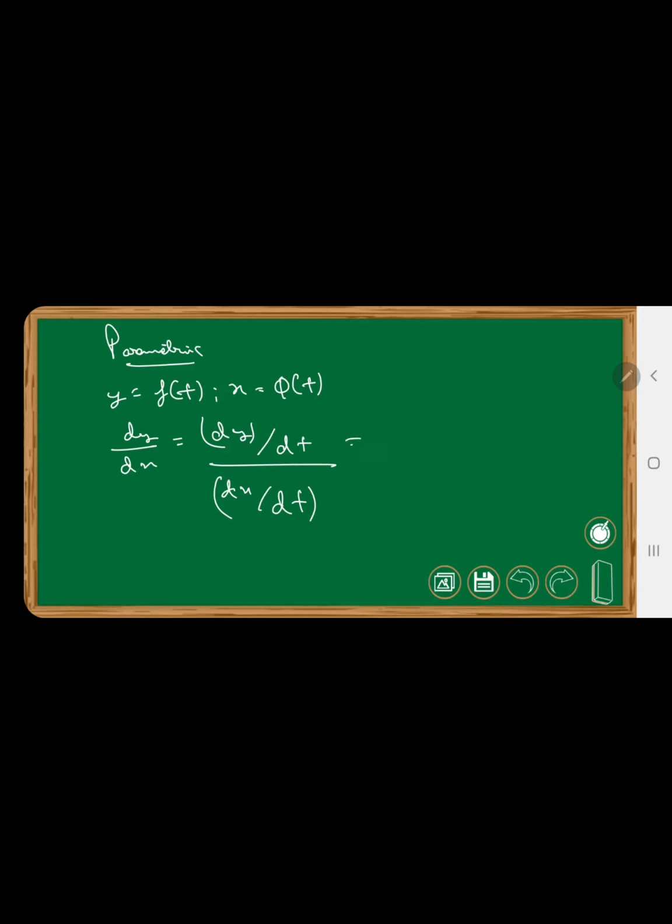Also, if you are given the parametric form: y is given as a function of some parameter t, say f(t), and x is given as a function of that same parameter, let's say phi(t). Here dy over dx is written as dy over dt divided by dx over dt, which can be written as f dash t over phi dash t. Is this understood?